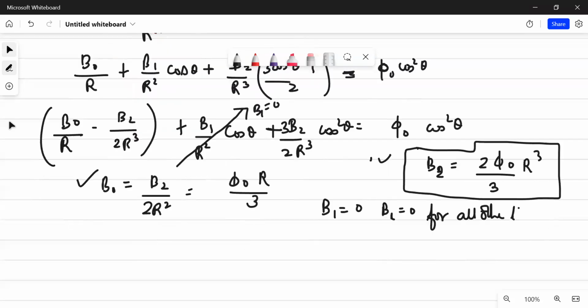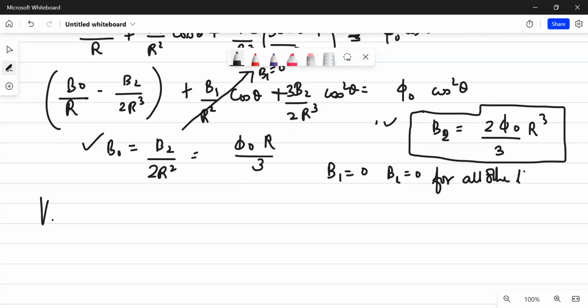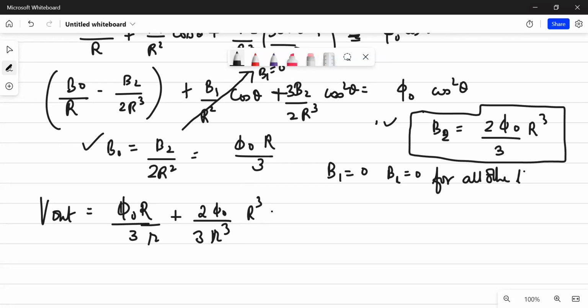Is that clear? So overall, I can write my potential anywhere outside as a summation of B terms. All those things I'm not going to repeat. So that will be phi naught R upon 3, then small r, and P naught cos theta is 1. And this B2 will come out as 2 phi naught upon 3, times small r cube, and this will be capital R cube here, and then you have this P2 cos theta.